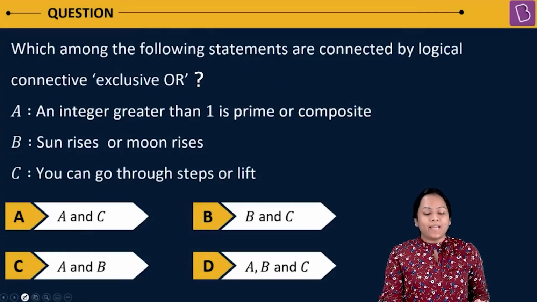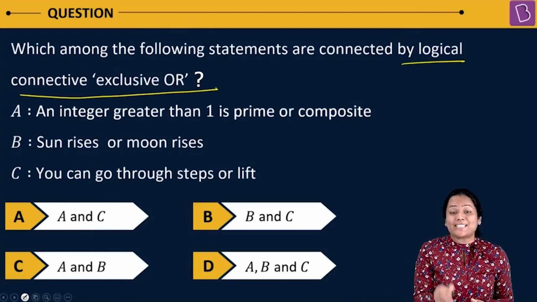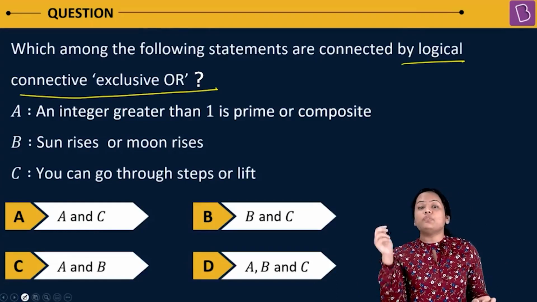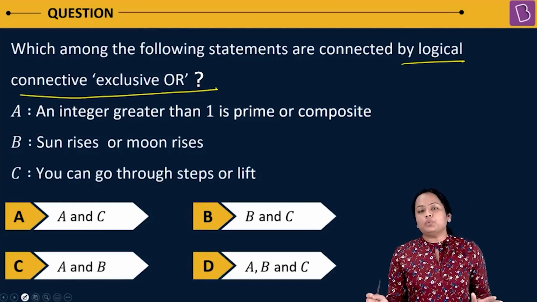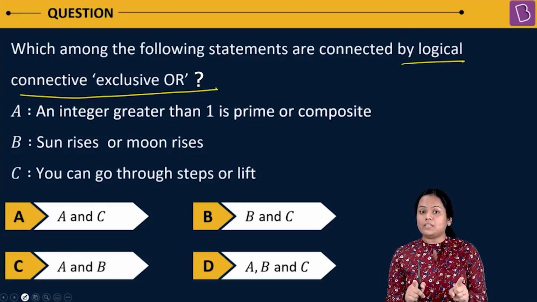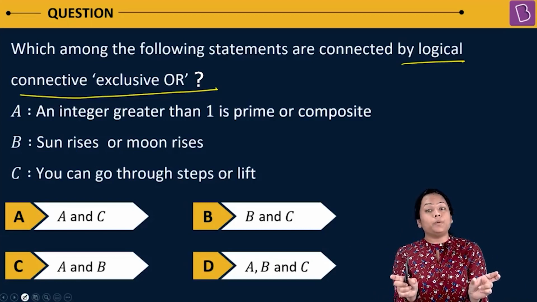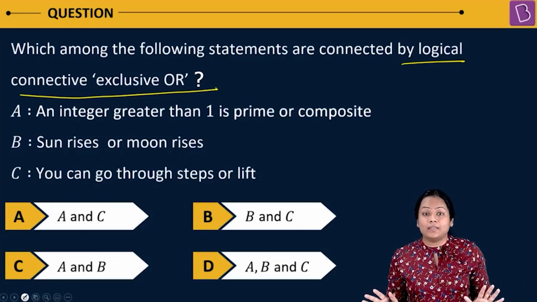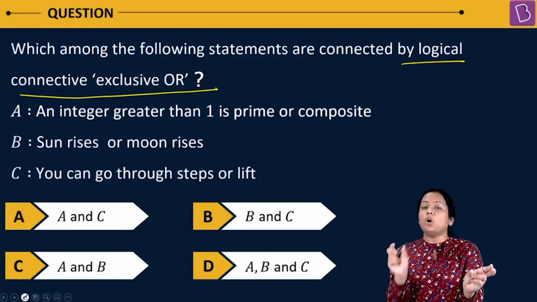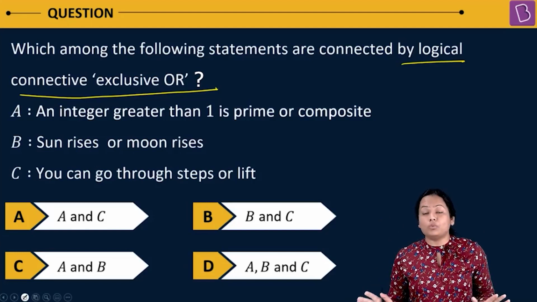Well, in this question, they have said which among the following statements are connected by logical connective exclusive or. So first of all, guys, what is exclusive or? Well, exclusive or is, suppose if I have two statements, statement 1 or statement 2, and my connective is exclusive or, it means either statement 1 will be true or statement 2 will be true, but both cannot be true simultaneously, right? Okay. Or you can also say that either statement 1 is going to happen or statement 2 is going to happen, but both cannot happen together. So that is my exclusive or.